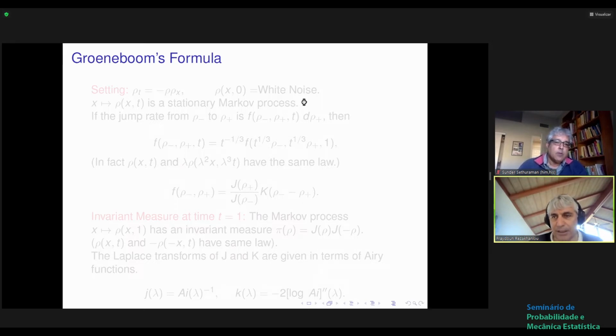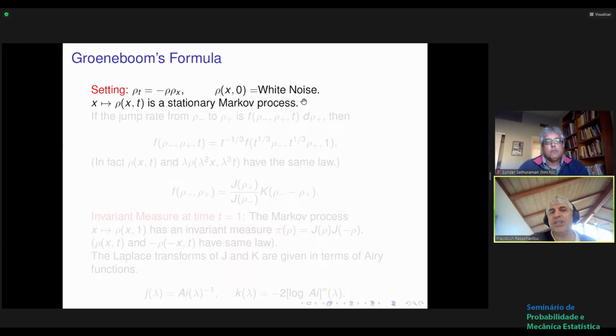So let me spell out more of the details of the work of Groeneboom in 1989. Again, the setting is that rho satisfies Burgers' equation. The initial condition is white noise. And something very interesting happens. When you fix time and vary x, what you get is a stationary Markov process. Well, after all, initially you have white noise. That is very stationary. But it turns out that you will have a Markov property at later time. So immediately you get this nice stationary Markov process.